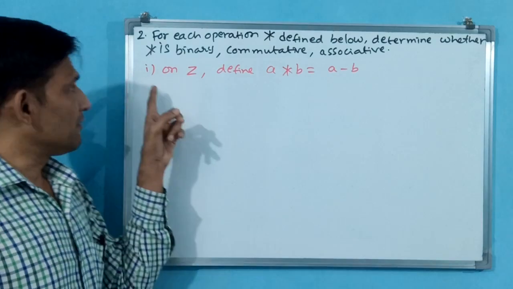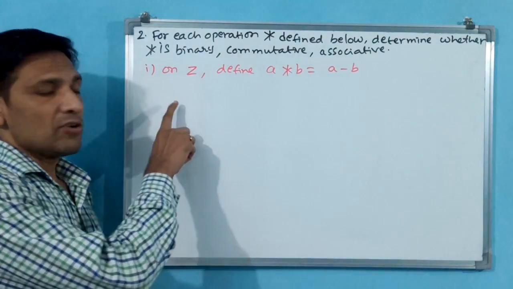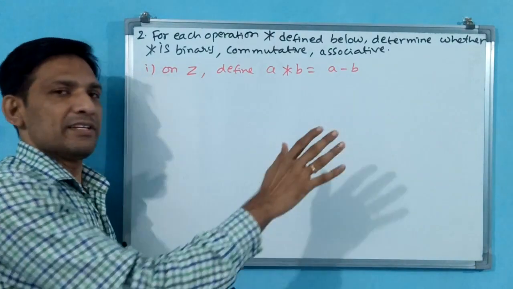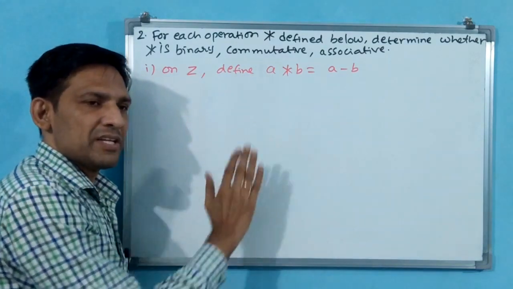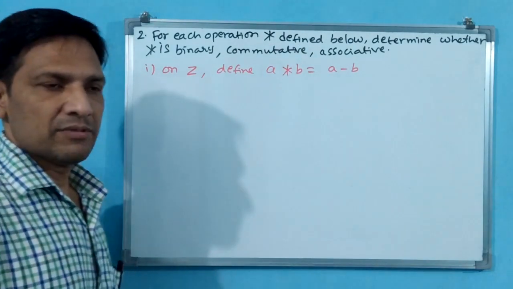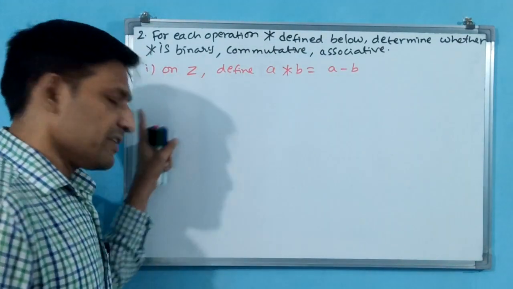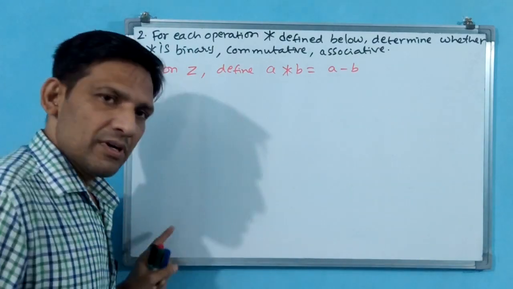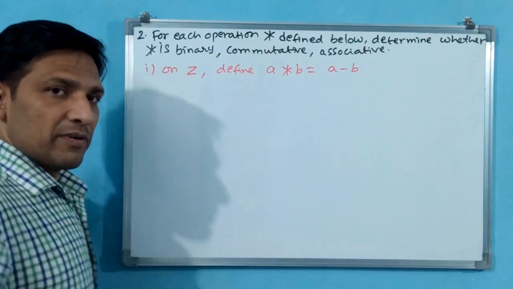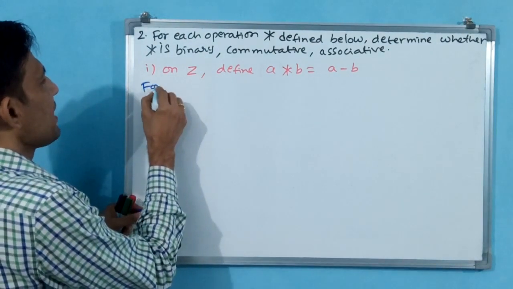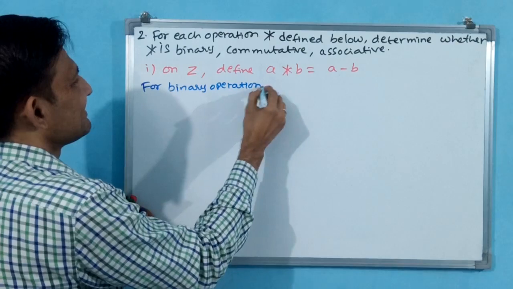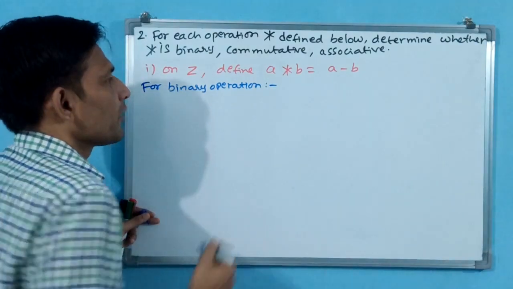Okay. First question, first part. On Z, see here, this is not Z plus or Z minus or Z star. Z means all integers will be there: negative integers, positive integers, and 0. Define a star b is equal to a minus b. First let us see binary operation. If it is a binary operation, then you go for commutative and associative. Like this you write: for binary operation.